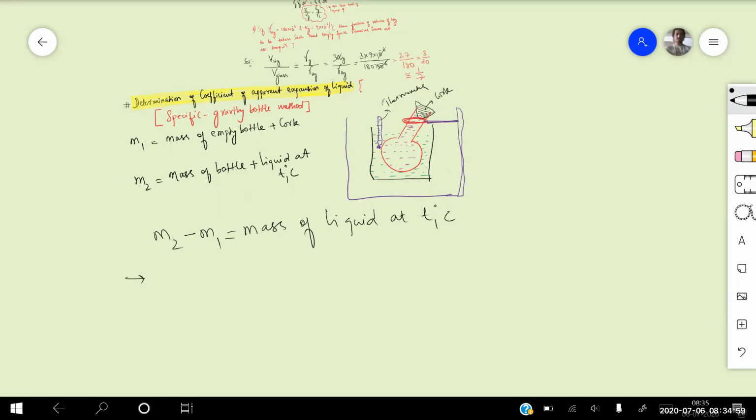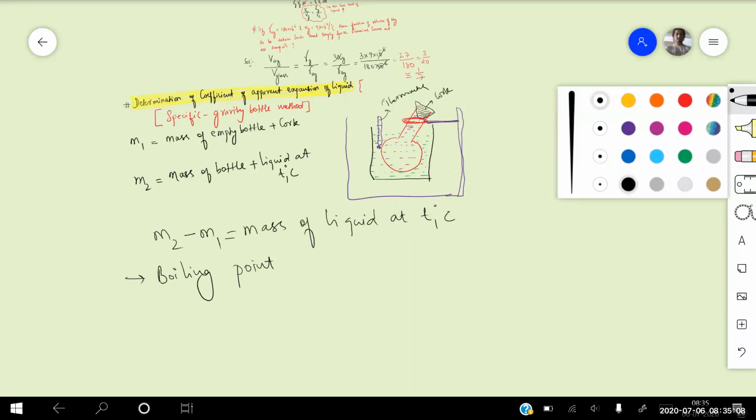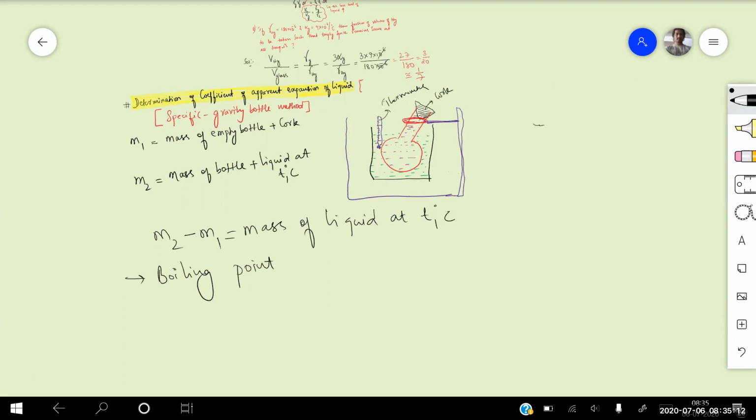In the next point, the boiling point of the experimental liquid, whatever I'm taking. Why has this pen become very thick? I don't know.